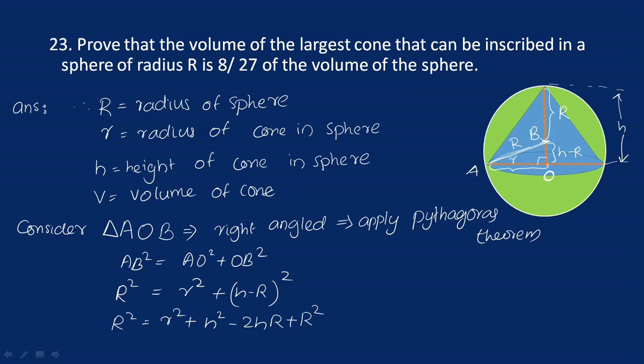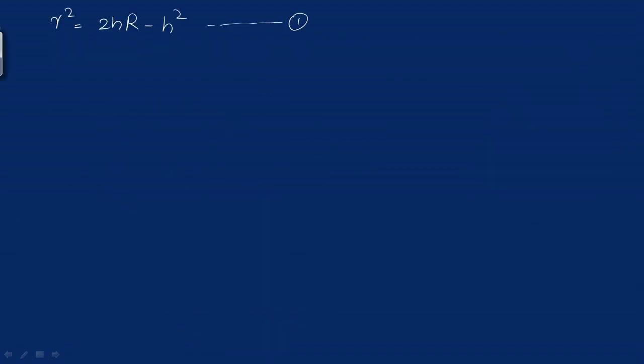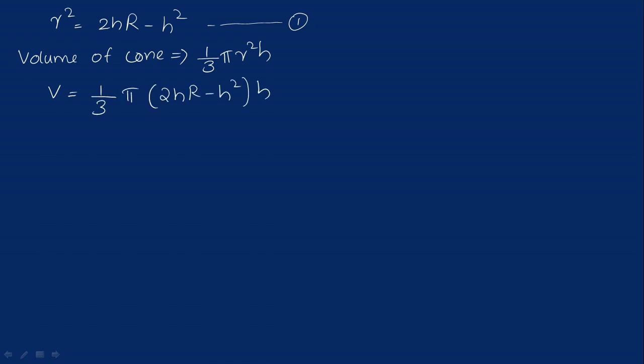So we have capital letter R square is equal to small letter r square plus h square minus 2hR plus capital letter R square. Capital letter R square is cancelled. So we have the remaining, that is smaller r square minus R square is equal to the remaining, that is h square minus 2hR, or we can write smaller r square is equal to 2hR minus h square. So we have the volume of the cone, that is 1/3 pi r square h, or 1/3 pi into what is r square, that is 2hR minus h square into h, taking h into the bracket. So we have 1/3 pi into 2h square R minus h cube.